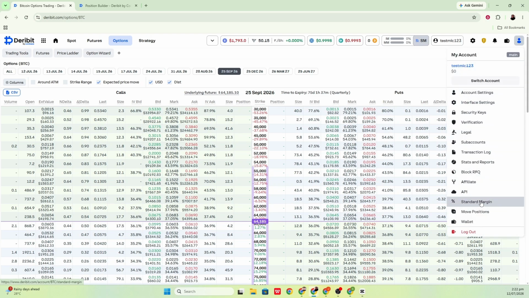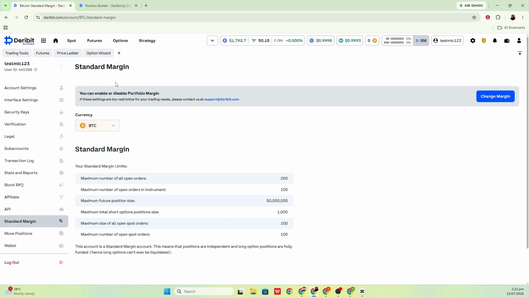Before placing the trade, go to your account settings profile and check your margin mode. Make sure you know whether you are using standard margin or portfolio margin. Portfolio margin allows significantly higher leverage based on your overall portfolio, but if the market falls, maintenance margin requirements can increase much faster than under standard margin.